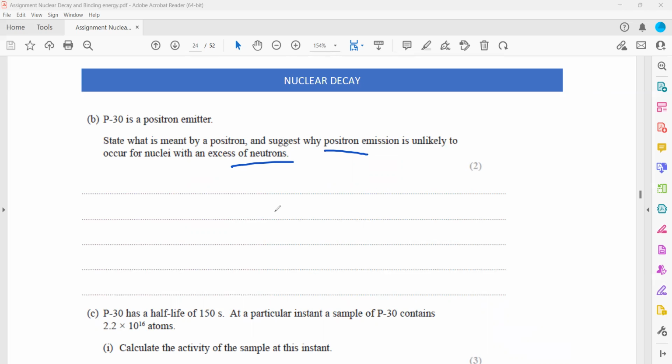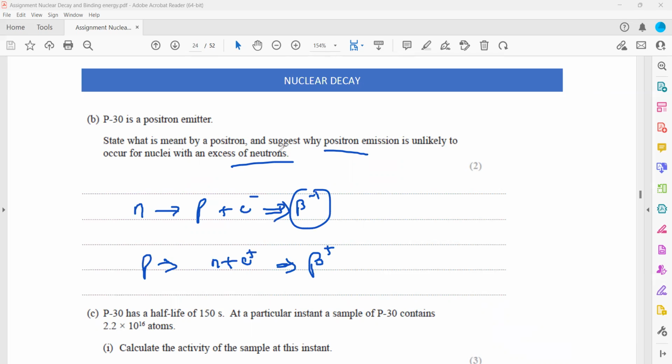Basically, there are two beta emissions. One is the negative beta decay, which is called electron emission, in which the neutron breaks into a proton and an electron. This is called negative beta. There is another in which the proton breaks into a neutron and a positron, which is also known as positive beta decay. So what is meant by a positron? A positron is actually the antiparticle of the electron, or anti-electron. It has opposite spin and opposite charge.